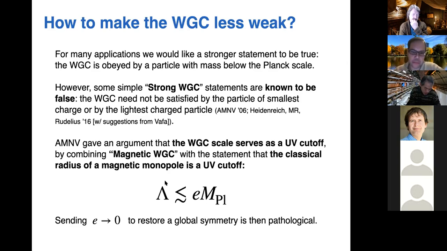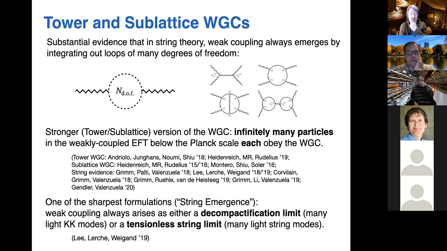And they argued this based on some ideas of thinking about magnetic monopoles, and thinking that the radius of the magnetic monopole should be some sort of UV cutoff on your theory. And what we've learned in the last few years is that, first, the statement seems to be true in every corner of the string landscape that people know how to do calculations in. So there is a UV cutoff. If you try to make the gauge coupling small, and in that sense restore an approximate global symmetry, the theory will sort of fight you by dragging the cutoff down and not giving you much room to talk about how the theory behaves.